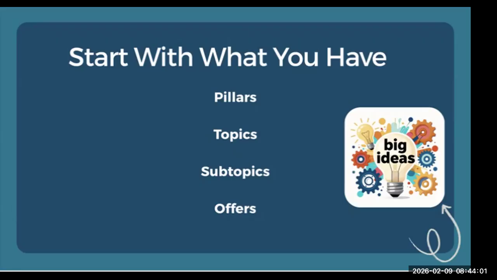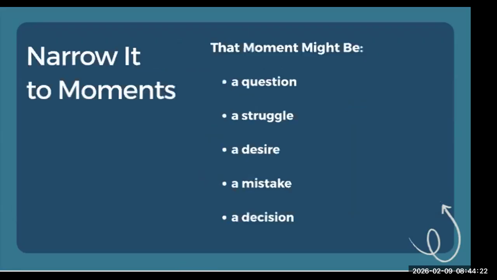So the pillars are the big ideas that you talk about the most, right? The topics are what you talk about inside those ideas. And then the subtopics are the parts of the topic that explain it even better. And then of course the offer is how you help people. So now let's narrow it down to a topic.